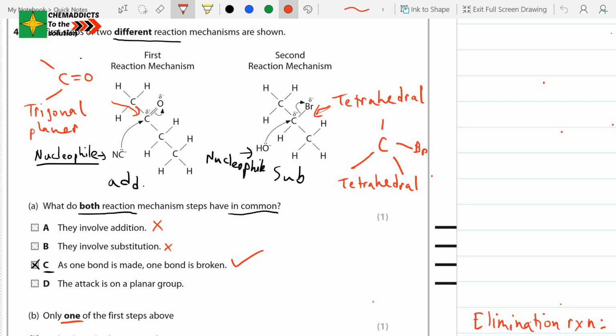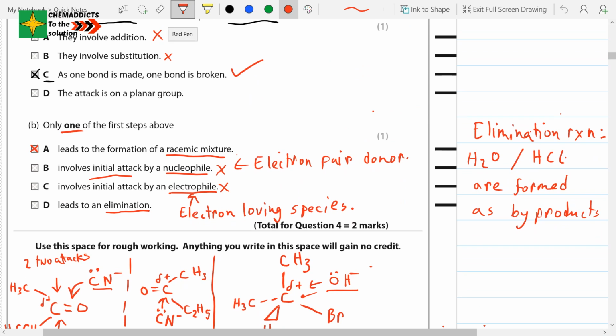For an elimination reaction, two corresponding atoms should be removed from this molecule, and this would result in HCl or water as a byproduct. So that is why this shouldn't be the answer either. This is not the option. So the only correct answer is this. So fellas, this is the answer.